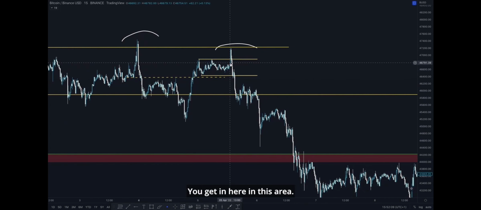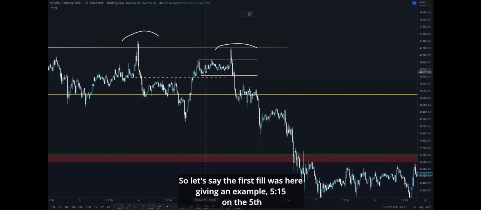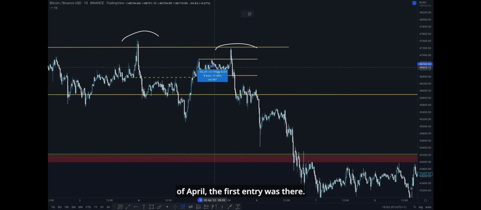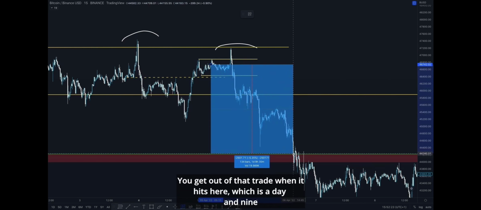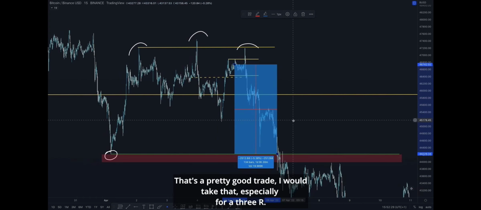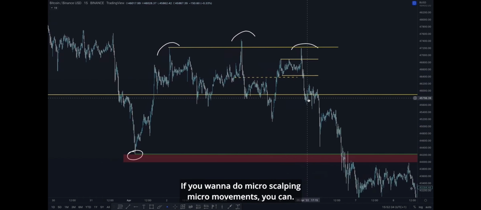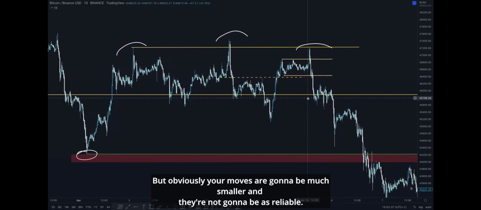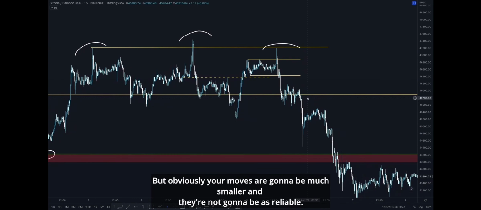scalper, you get in here in this area. So let's say the first fill was here, giving an example. 5:15 on the 5th of April. The first entry was there. You get out of that trade when it hits here, which is a day and 9 hours later. That's not too bad. That's a pretty good trade. I would take that, especially for a 3 hour. If you want to do scalping micro movements, you can, but obviously your moves are going to be much smaller and they're not going to be as reliable.